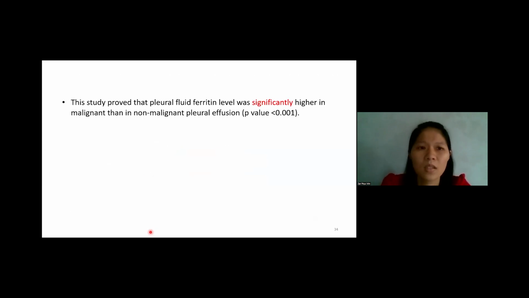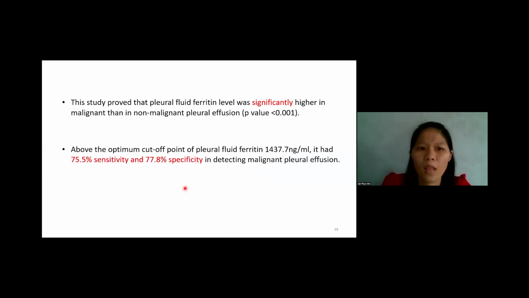So to sum up, this study proved that pleural fluid ferritin level was significantly higher in malignant than in non-malignant pleural effusion. Above the optimal cutoff point of pleural fluid ferritin, it has 75.5% sensitivity and 77.8% specificity in detecting malignant pleural effusion. Now we can consider here whether this sensitivity and specificity is good enough to use pleural fluid ferritin as the main tool in differentiation. Actually, it is not too strong, and at the same time, it is also not too poor.